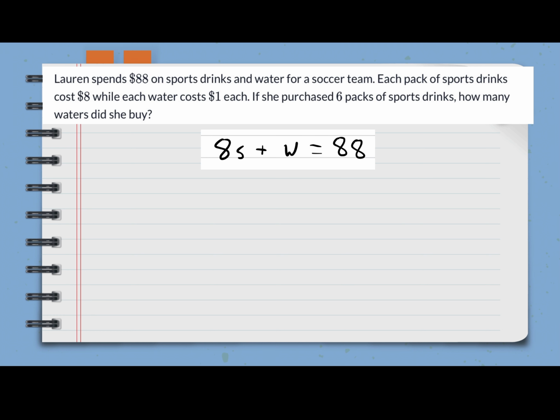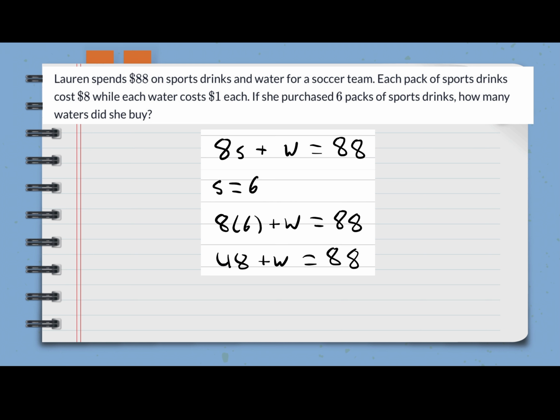So we can set up this equation with two variables. And we have 8 times S for our sports drinks, plus 1 water for that W. You don't need to write one of a variable, so you can just leave it as W. And we do know that she purchased 6 packs of sports drinks, so S equals 6, and you just plug it in, and you'll end up with 48 plus W equals 88. You solve for W, and you'll end up with W equals 40.